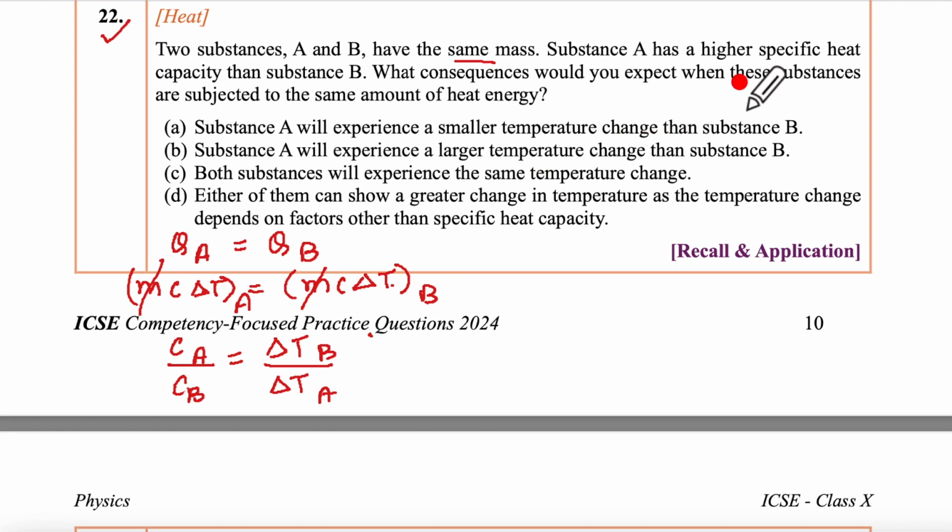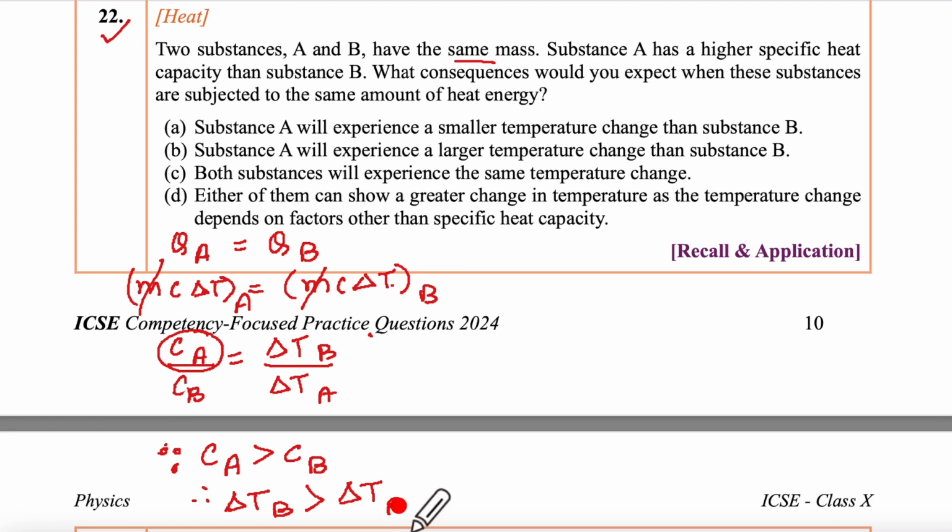And they are telling you that specific heat capacity of A is greater. So we will say since C of A is greater than C of B, therefore delta T of B, because numerator is bigger, so here delta T of B is greater than delta T of A. Agreeable to you? So B is going to show greater rise in temperature. Substance A will experience smaller temperature change. That means delta T of A is less than delta T of B. That is what they mean.